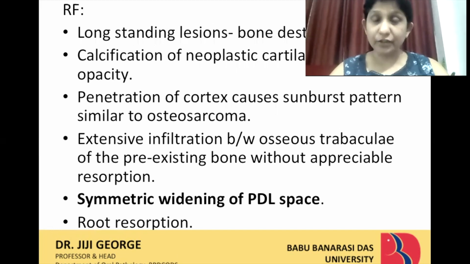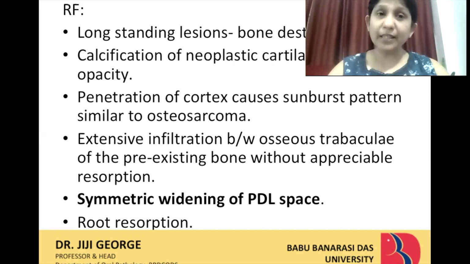So the radiographic features: obviously chondrosarcoma will have radiographic features, because you will find bone destruction in long-standing lesions. So the surrounding bone will be destroyed. Whenever there is destruction of bone due to a malignant tumor, we will find radiolucency. Now, you can also find calcification of neoplastic cartilage. The chondrosarcoma is basically a malignant cartilaginous tumor, so obviously you can expect to find neoplastic cartilage.